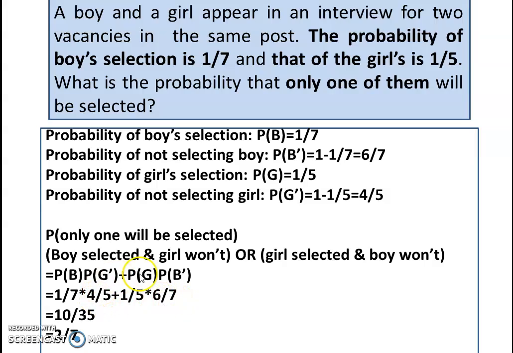Now we will add both the cases. So it is equal to 10 upon 35 and that is 2 upon 7. So 2 upon 7 is the probability that only one will be selected.